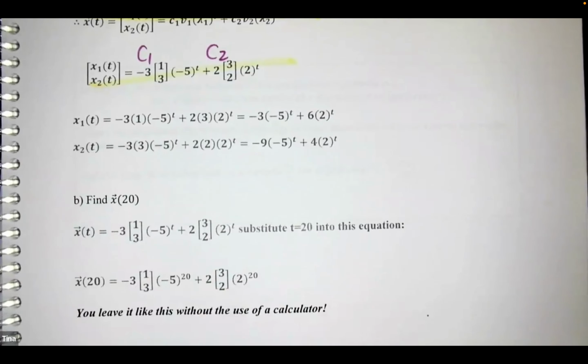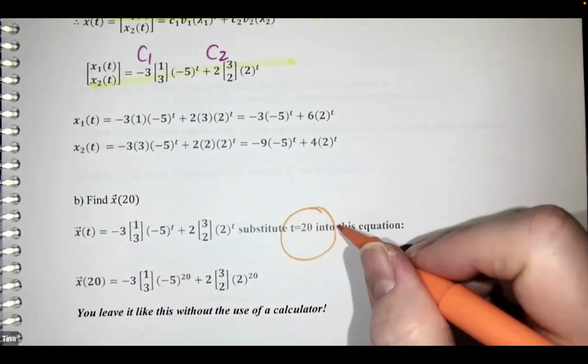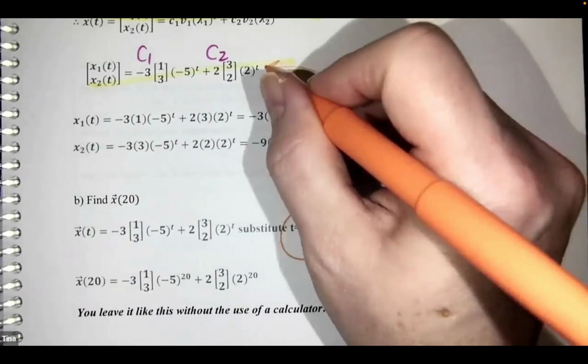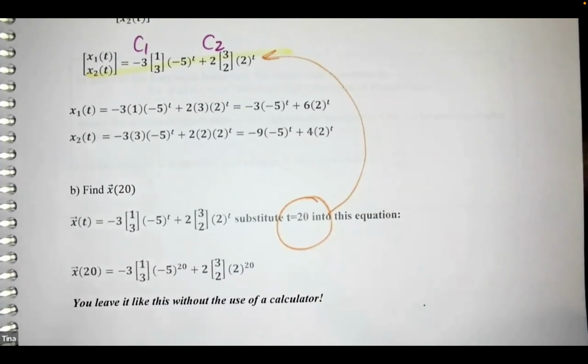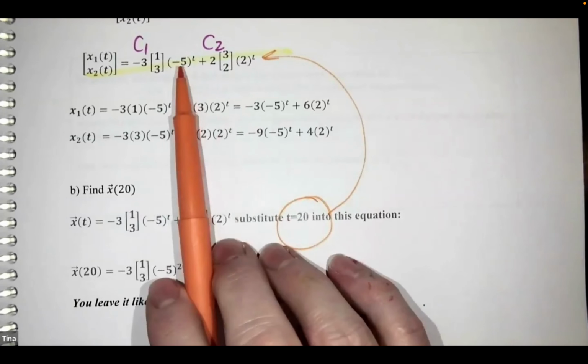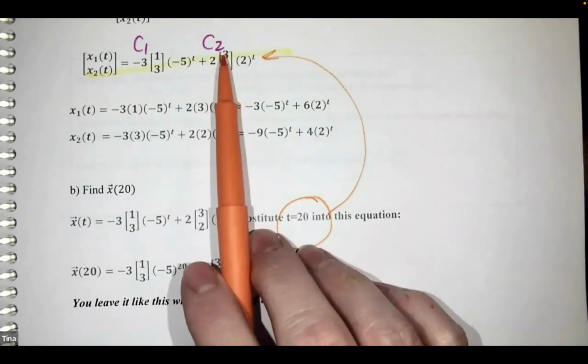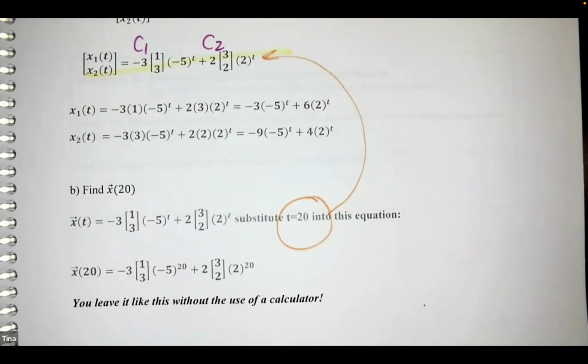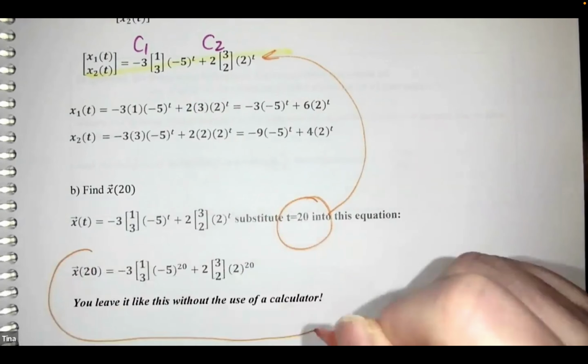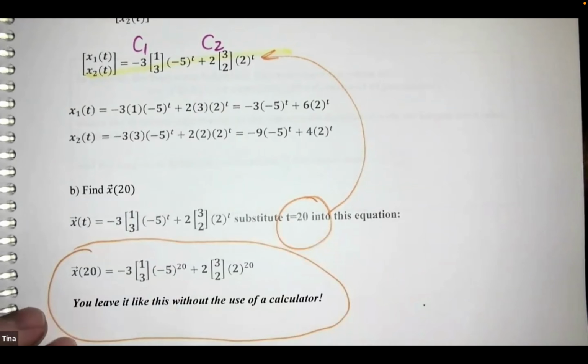If we want x of 20 or any number really, you can just sub in that number for the t. So you're subbing t is 20 into your equation up here. Now, because you're not going to be able to do that clearly without a calculator, you just have to leave these as powers to the 20, right? -5 to the 20 and 2 to the 20. Guys, that's kind of the best you can do without a calculator.